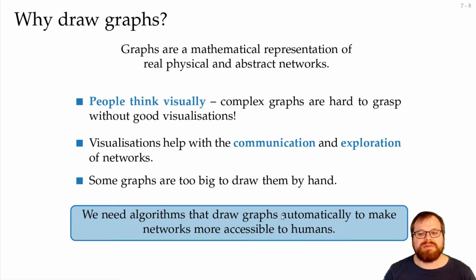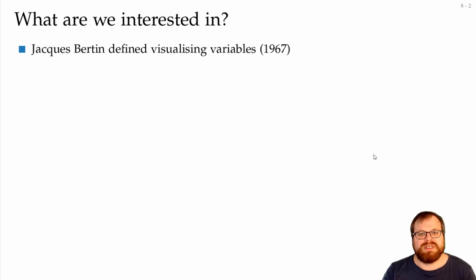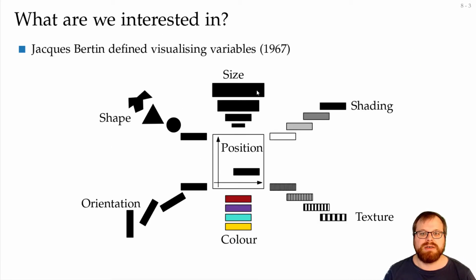We want to find algorithms that automatically draw graphs in some specific ways. So what are we interested in specifically? There are a bunch of visualizing variables that were defined by Jacques Bertin, and they are the following ones. We have the size, the shading, the texture, the color, the orientation, the shape, and the position of objects. And these are the most important variables that we have to consider when we want to define the visualization of some object. The most important one for us is the position.